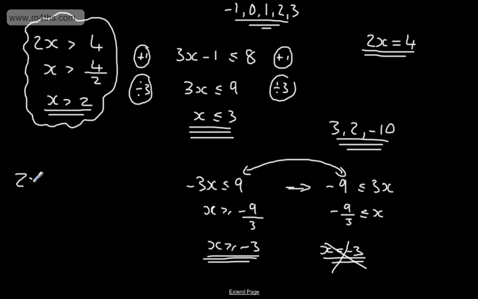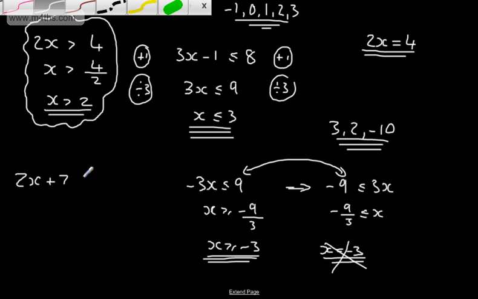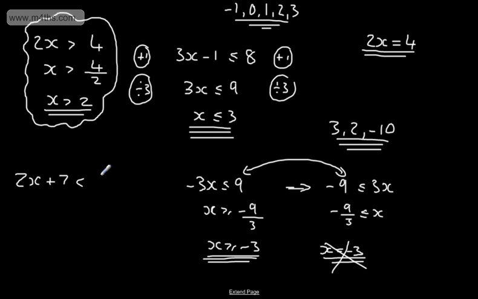Let's say 2x plus 7 is going to be, let's do another inequality rather than an equation, less than 3x, and then we'll say minus 10. So what I'm going to do at this stage is now subtract 2x from both sides of the inequality. So minus 2x from both sides. I've got 3x over here and 2x over here. So 7 is going to be less than 1x minus 10.